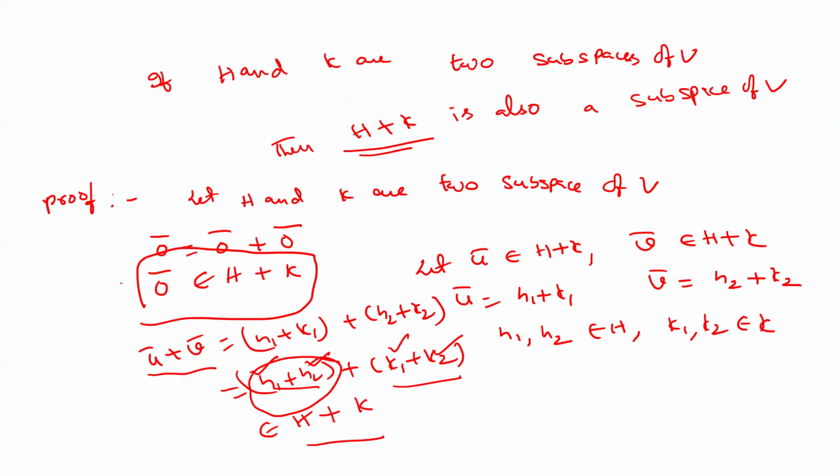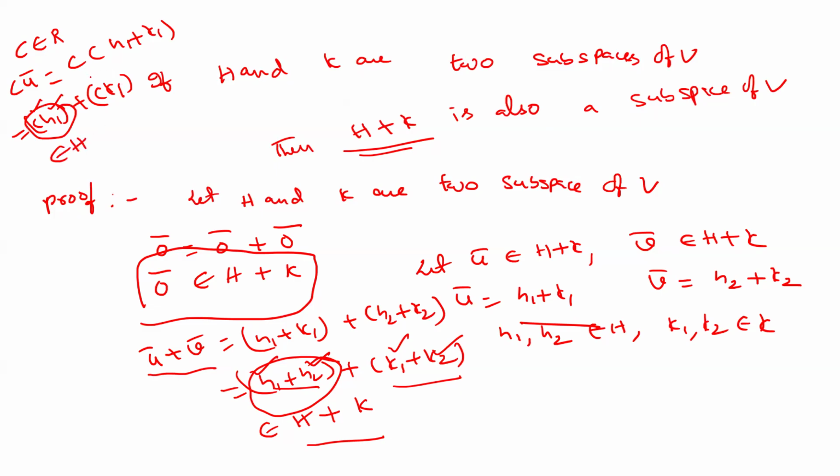Next, what is the other one? You take any scalar c belonging to R, and cu bar. What is u bar here? H1 plus K1. So c times H1 plus K1, that is cH1 plus cK1. c is a scalar, H1 belongs to H, so cH1 belongs to H. Why? Because H is a subspace. c belongs to R, K1 belongs to K, so cK1 belongs to K. Because it is a subspace, it is closed under scalar multiplication. Therefore, cu bar belongs to H plus K.